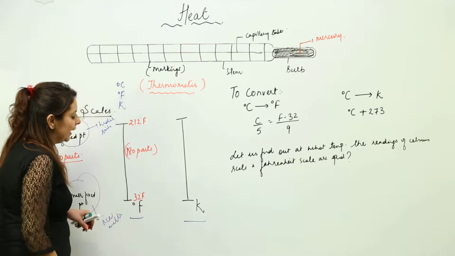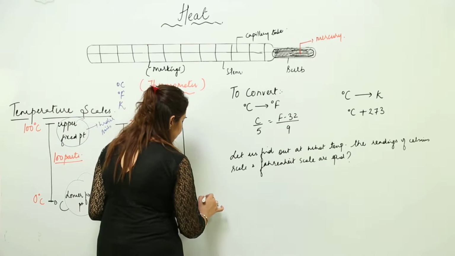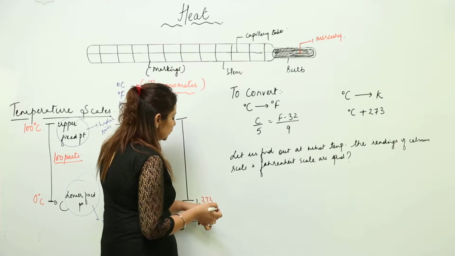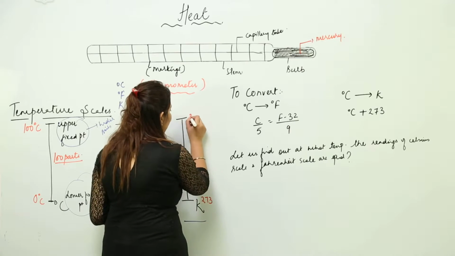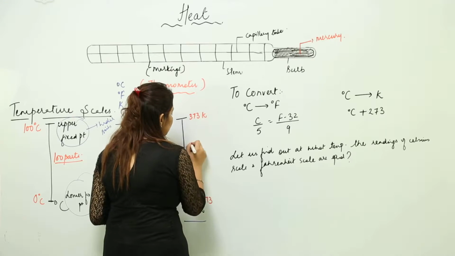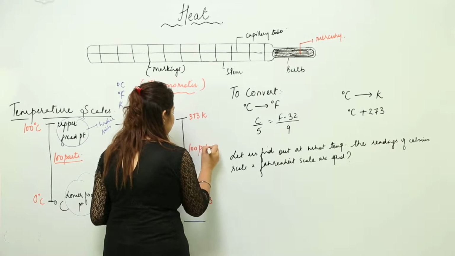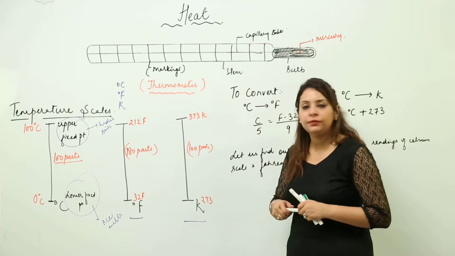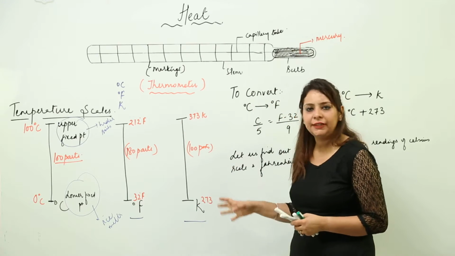And if we look at Kelvin, the lower fixed point, or lower fixed temperature at which the ice melts, is 273, and the upper fixed point is 373 Kelvin. So again it is divided into 100 parts. So these are the temperature scales. You need to remember the lower fixed point and the upper fixed point on all of these scales.